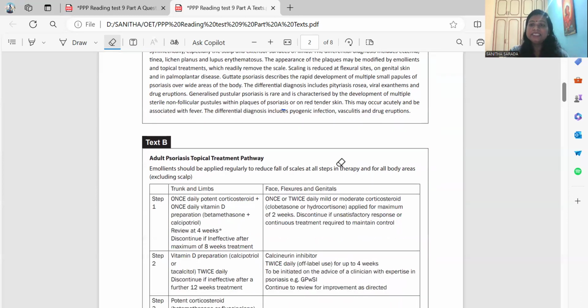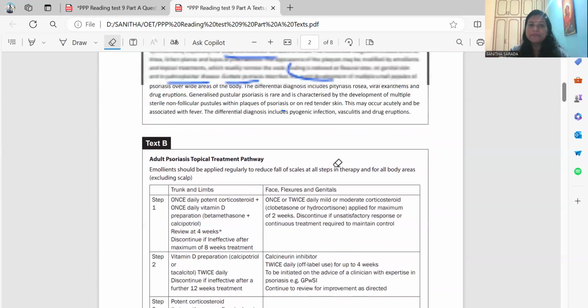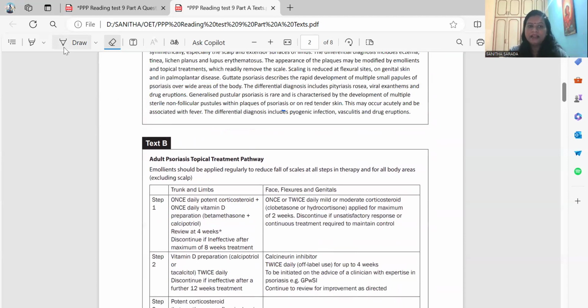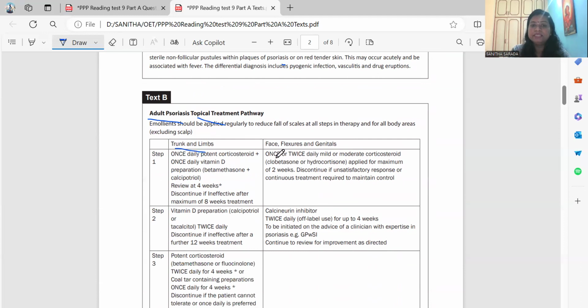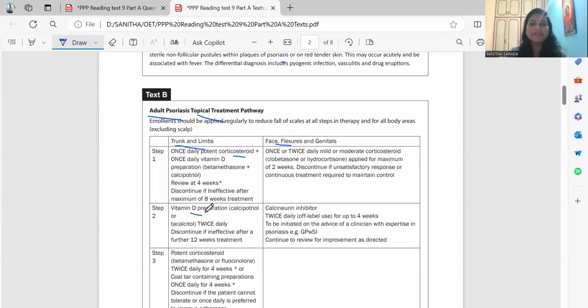And for text B, you just have to underline the headings. Text B is about adult psoriasis, especially the topical treatment pathway. There will be some ointments, topical treatment pathway, and two headings, trunk and limbs, and face and flexures. These are the keywords. Corticosteroids, vitamin D preparations. Just underline these words.